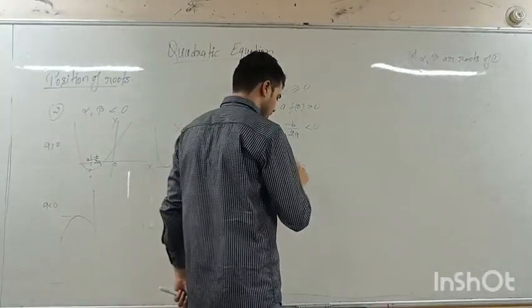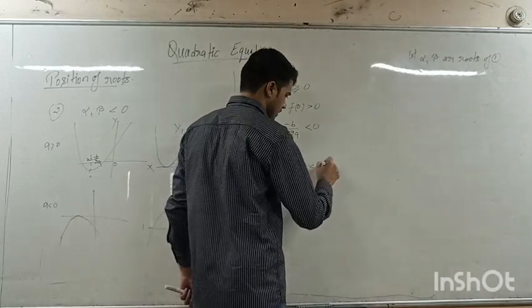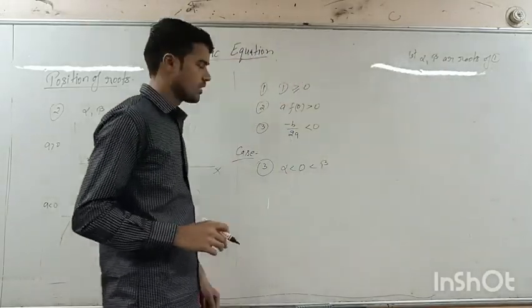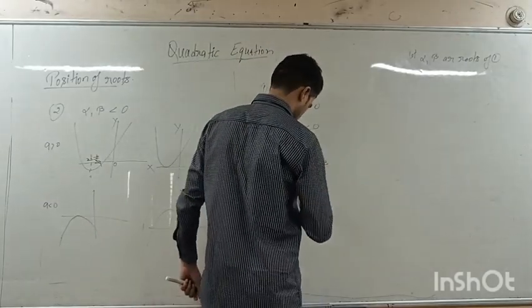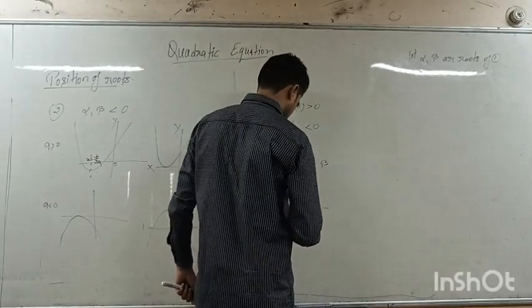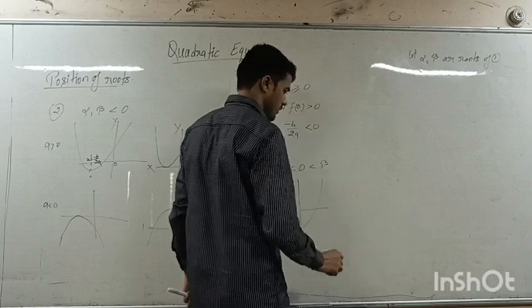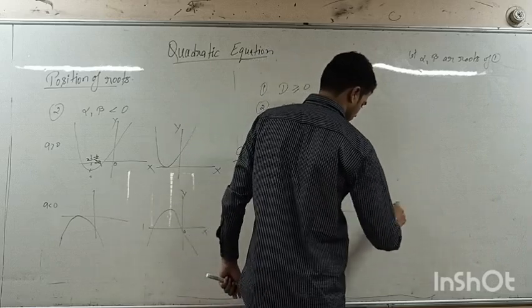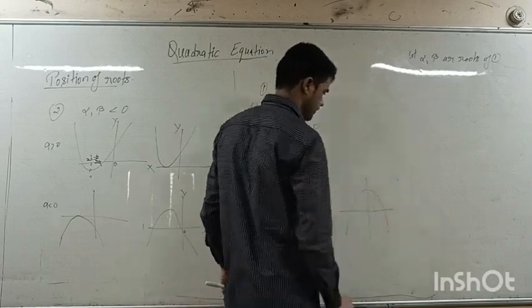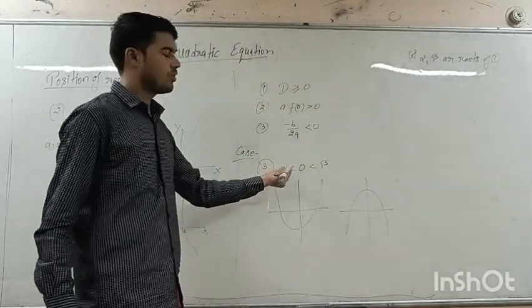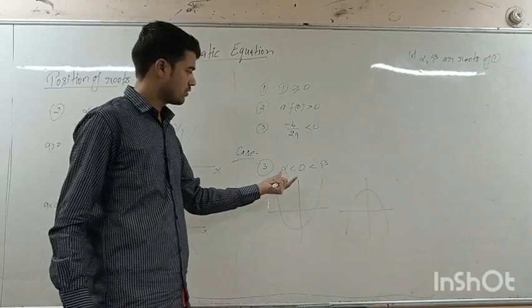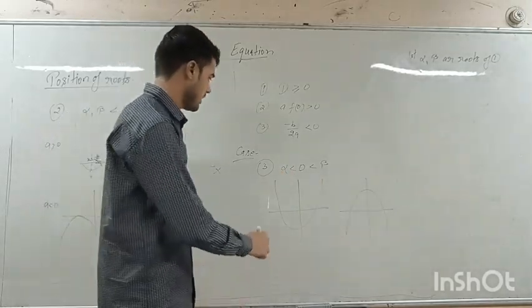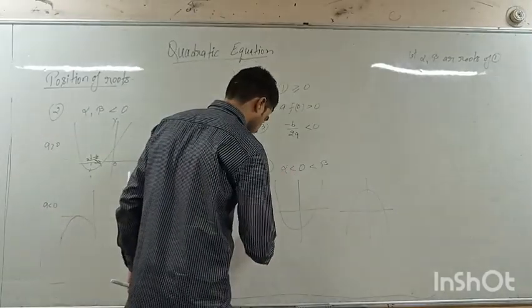So if one root is greater than 0 and the other one is less than 0, how will the graph go? The graph can go like that, or the graph can go like that. Because one root is less than 0 and the other is greater than 0, the roots are different. So t will be strictly greater than 0.